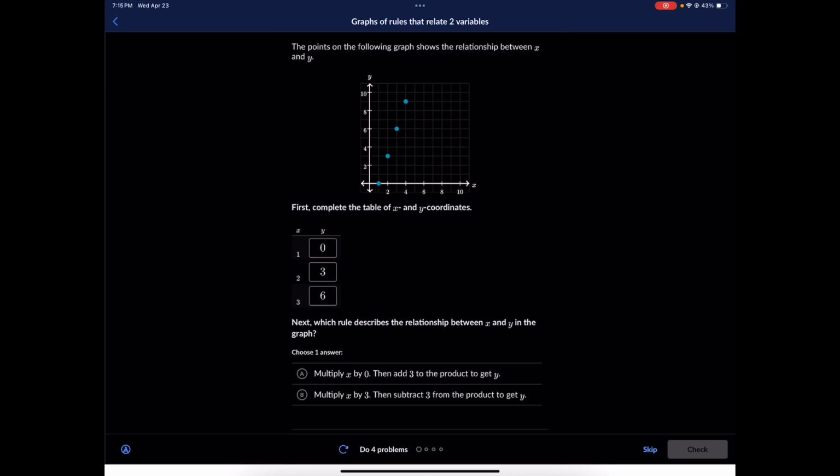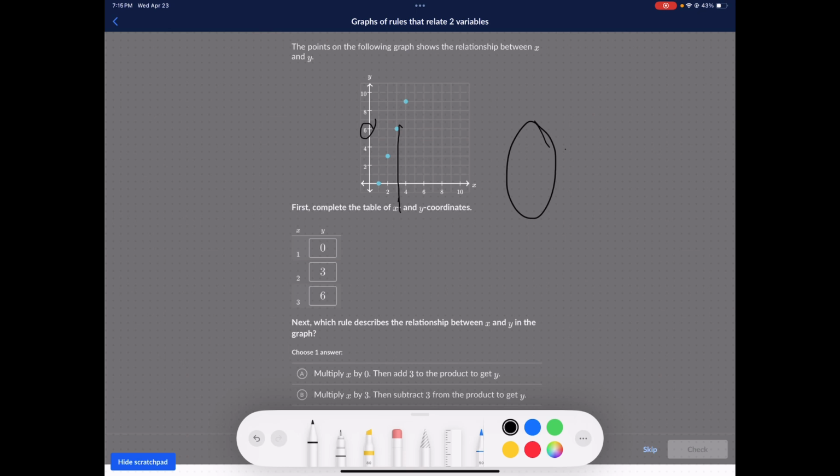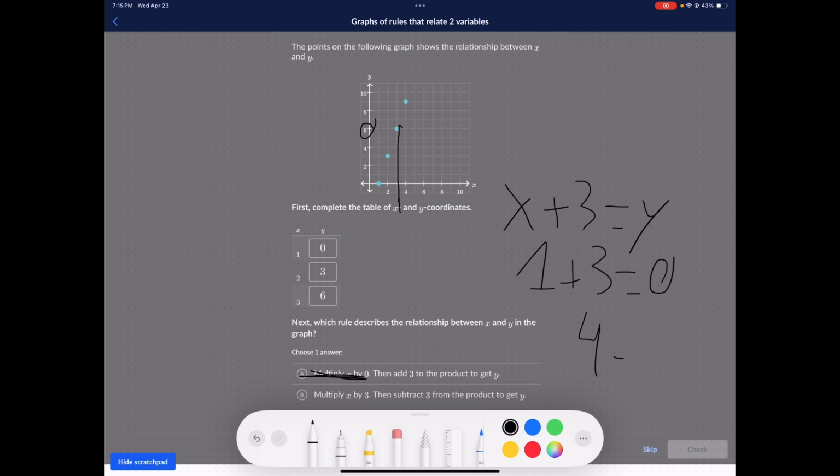Now we can take what we learned from the last section and interpret that. So let's do it. Multiply x by 0, so that's 0x, and anything times 0 is just 0, right? And 0 is nothing, so we don't even have to worry about that first part. You're literally just adding 3 to the product. So it's x plus 3 equals y. Let's try it out. 1 plus 3 is equal to 0. Is that right? No, that's wrong.